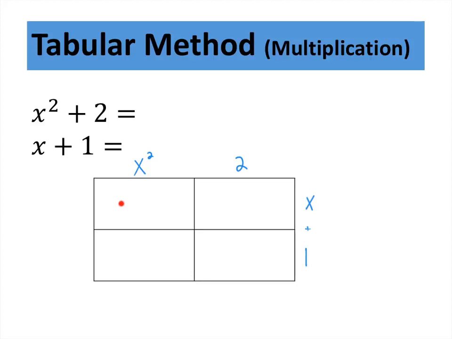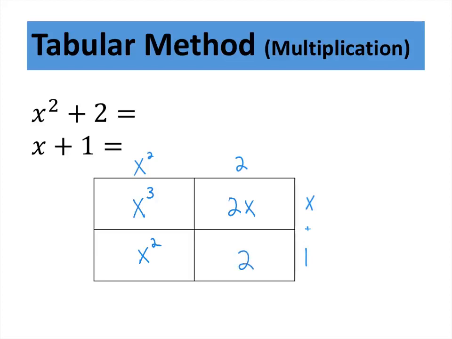So x by x squared ends up being x to the power of 3, because we're finding the area. 2 and x would be 2 times x. X squared times 1 is just 1x squared. And 2 times 1 is just 2.